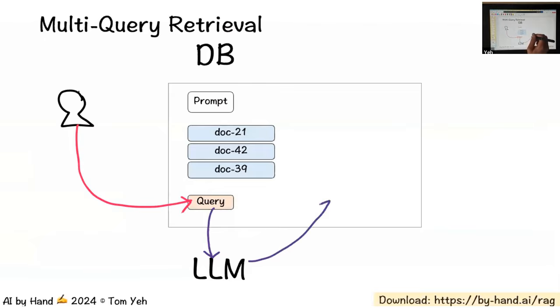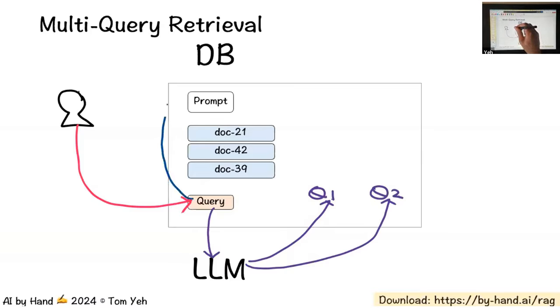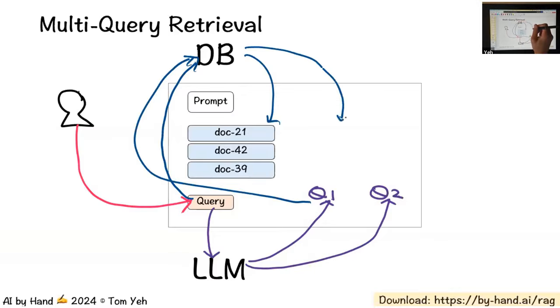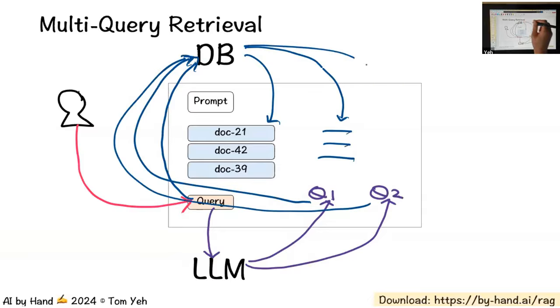So the large language model gives another query, a similar question, a derivative of this question. We send this query to the database to get a bunch of documents, and send the other query to the database and get a bunch of documents. So you can expand the context from 3 documents to 9 documents.